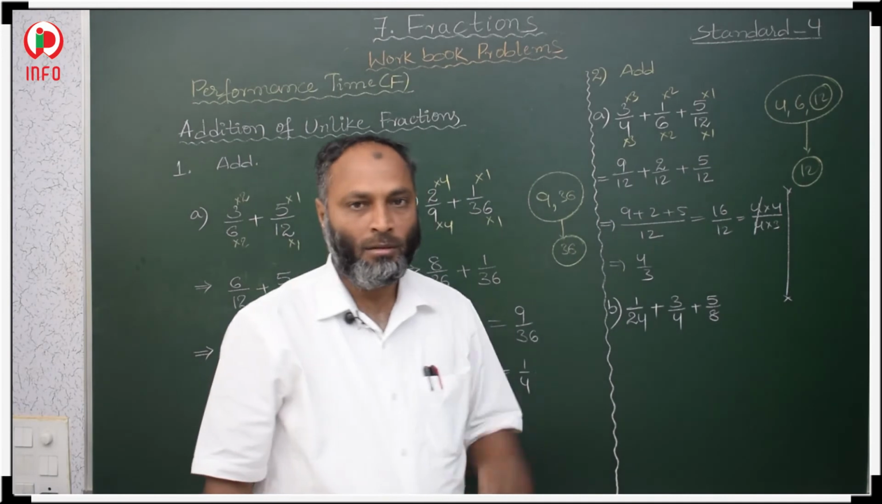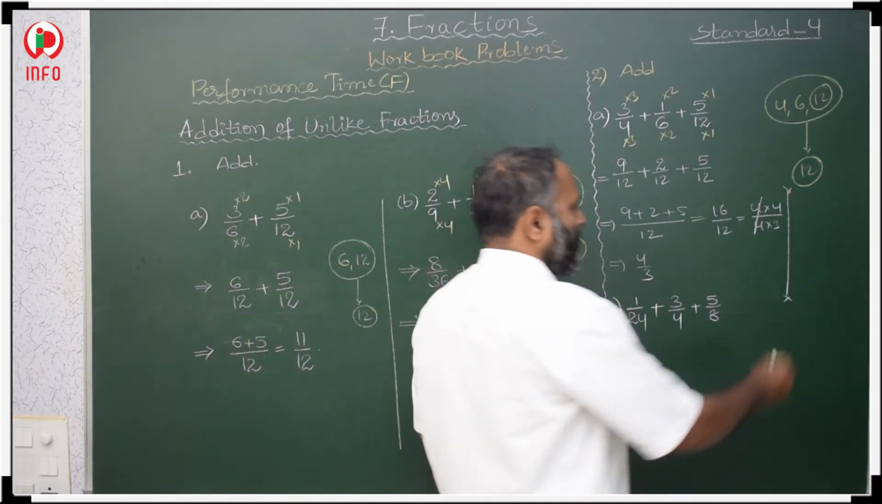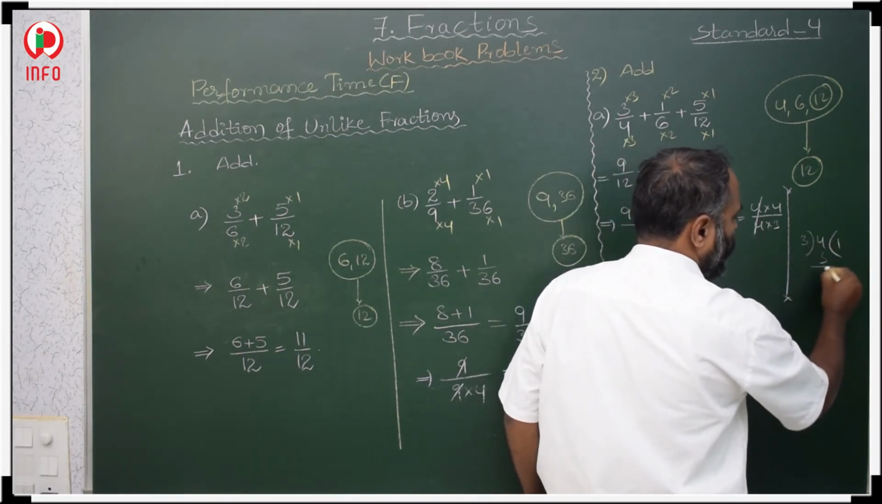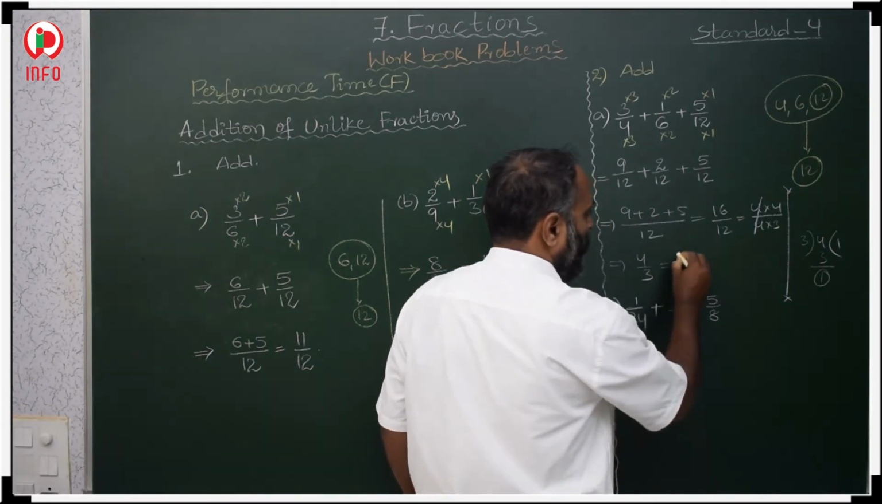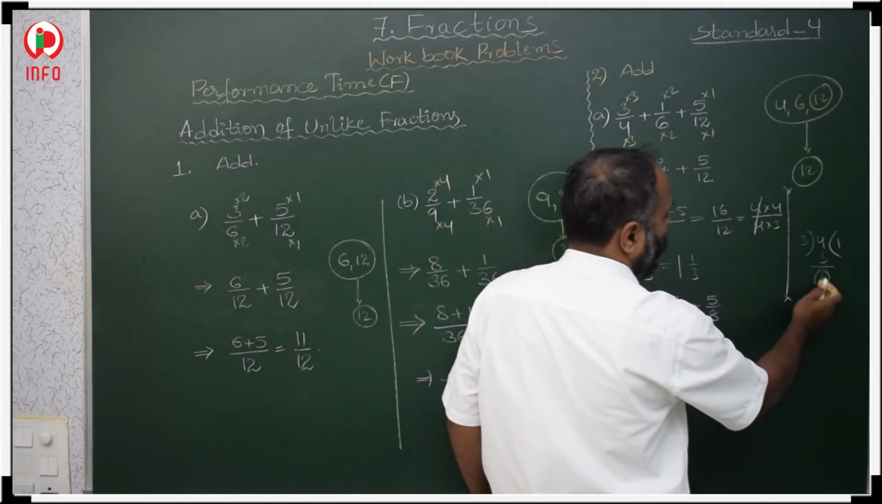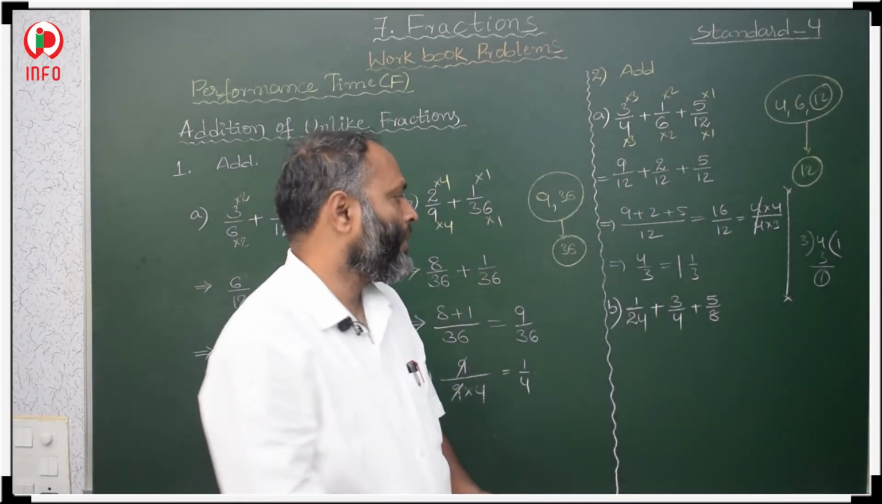This is an improper fraction. An improper fraction we have to convert into a mixed fraction. So 3 divides 4: 3 1s are 3, 1 is left. It means 1 1 by 3. Quotient, then remainder by divisor. 1 1 by 3.